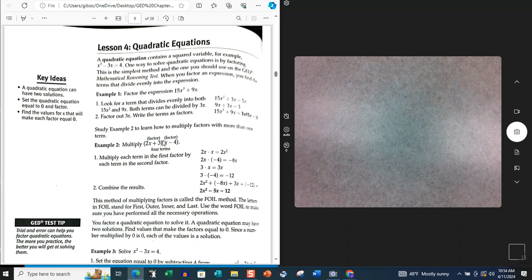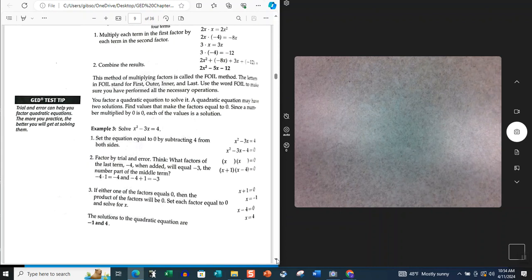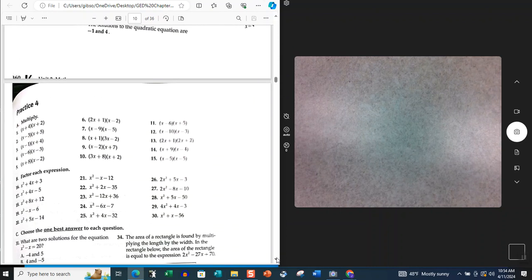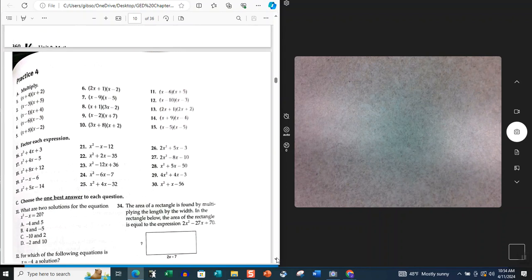Study example 2 to learn how to multiply factors with more than one term. We have already gone over this, so we're going to skip down so we can do some of these problems. Let's start off with problem number 1. It says multiply.